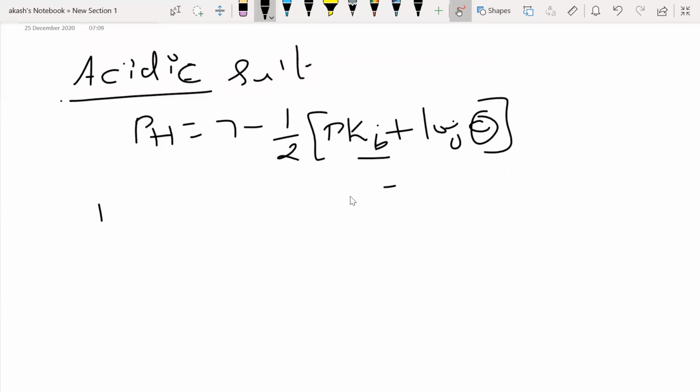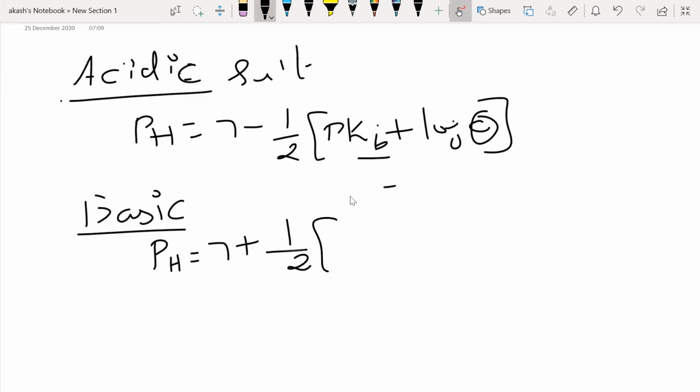Then when I go for a basic salt, pH will be equal to 7 plus half into pKa plus log C. Again, the pKa is the pKa of the weak acid, and C is the concentration of the salt. So that's about the pH of your acidic and basic salts.